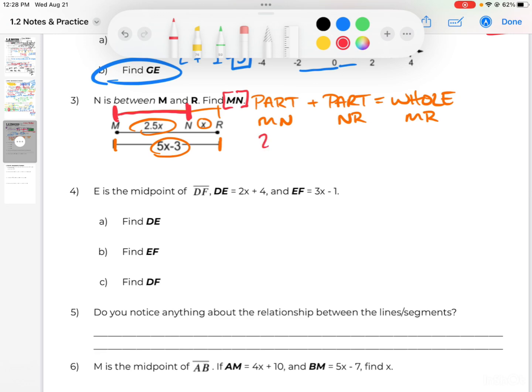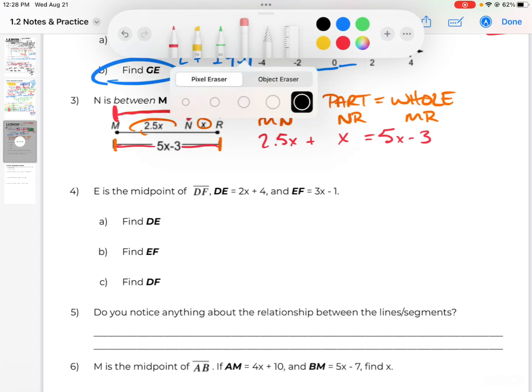So what I want to do is take the 2.5x from MN, add the x from NR, and set those equal to 5x minus 3, which is the expression for the whole line. And in that expression, I can now combine like terms.